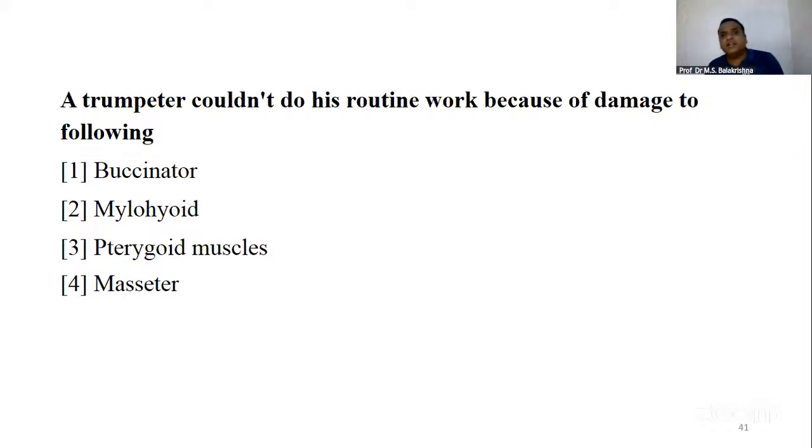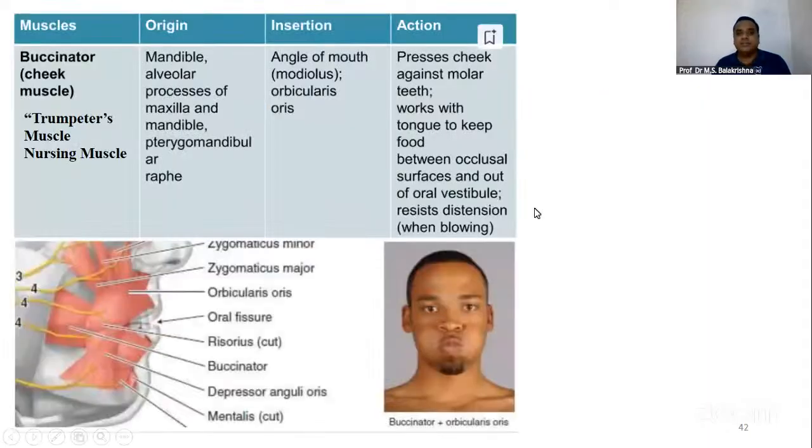Next question: a trumpeter, who blows from the mouth, a musical instrument, couldn't do his routine work because of damage to which muscle? The whistling, blowing muscle is basically the buccinator muscle. The buccinator, or cheek muscle, is also called the trumpeter's muscle or nursing muscle. This is one new thing you can learn. The origin and insertion of that muscle, you need to learn that.